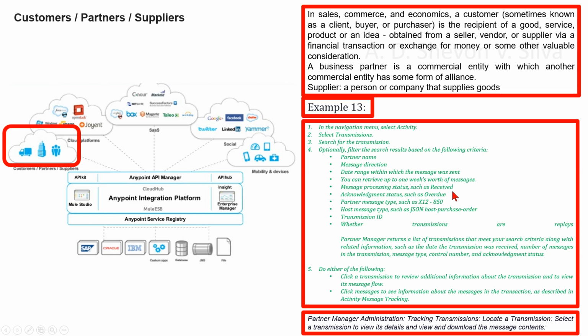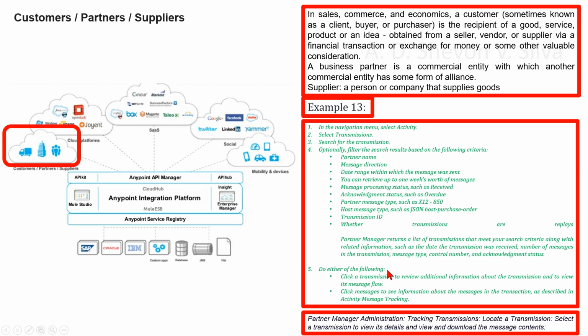Other filters include message processing status such as received, acknowledgement status such as overdue, partner message type such as X12 850, host message type such as JSON, host purchase order, transmission ID, and whether the transmissions are replaced. Partner Manager returns a list of transmissions that meet your criteria along with related information such as the date the transmission was received, number of messages in the transmission, message type, control number, and acknowledgement status.